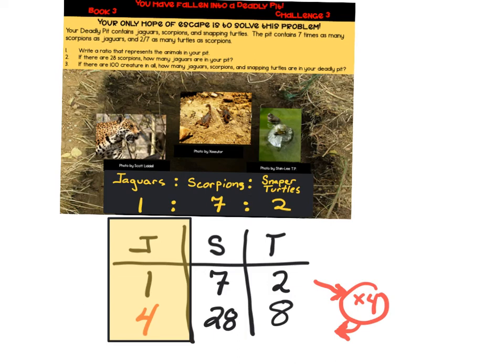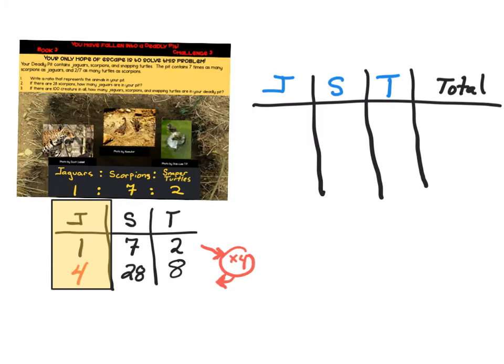All right, let's move on to the third and final question within this challenge here. If there are 100 creatures in all, how many jaguars, scorpions, and snapper turtles are in your deadly pit? Alrighty, my friends, for problems like this, I like to use the quadruple T-chart. And I've got 1, 2, 3, 4 columns. That's why I call it a quadruple T-chart. And it works real well when you're trying to figure out how many in all, right? So if there's 100 creatures in all, then you want to have a total column, and that's what this is for.